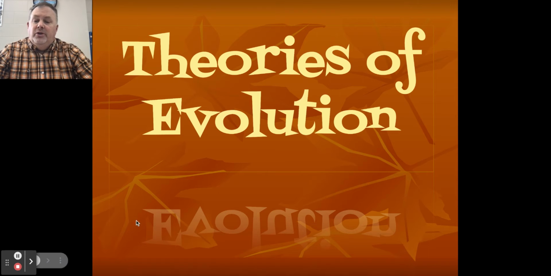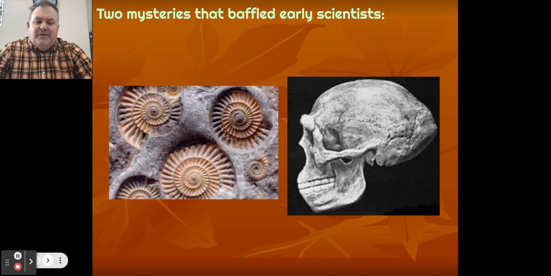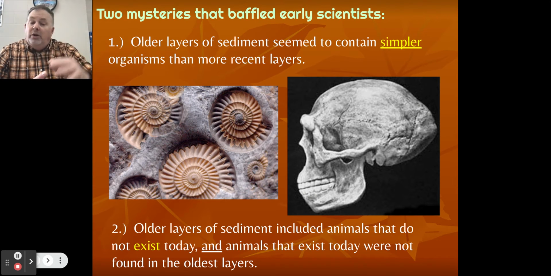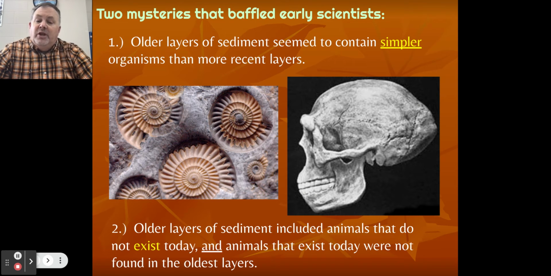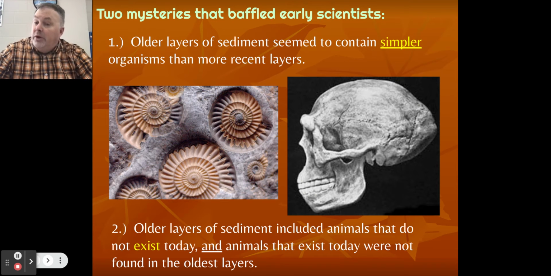So, what I like to do is start with that, and that is looking at some of the mysteries that have baffled early scientists. For example, if you look at these fossils, some of the older sediments seem to contain some very simple organisms, like you might find in the oceans, than more recent layers, and that these older layers of sediment included animals that do not exist today. And animals that exist today were not found in these oldest layers.